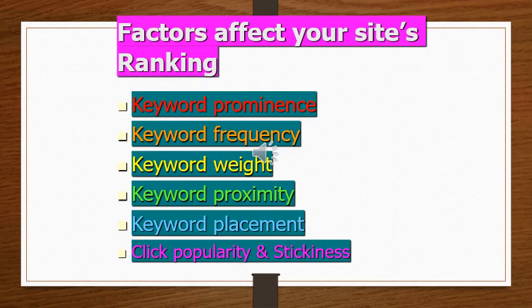Now, assuming you have your own website, like Bayero University Kano has a website. How does Bayero University Kano ensure that whenever people are searching for Bayero University Kano, the first option that comes up is Bayero University Kano? So what factors affect your site ranking? The first factor that affects site ranking is what we call keyword prominence, and it means how early in your website the keyword first comes.